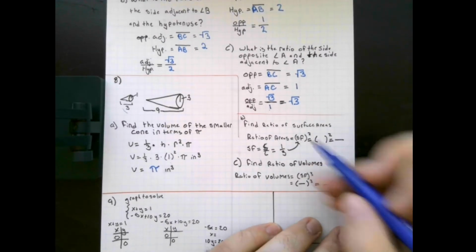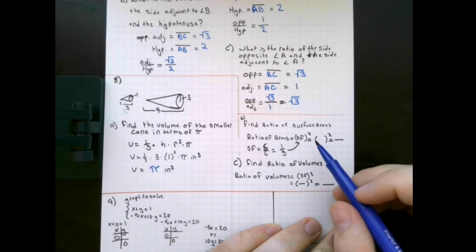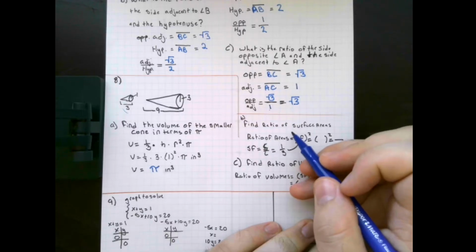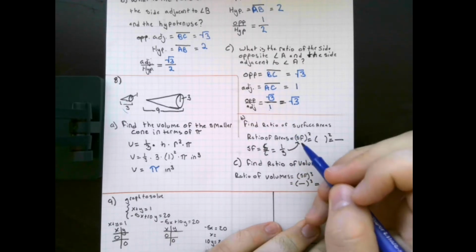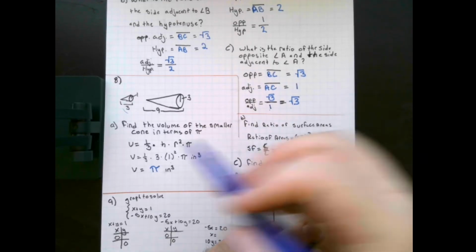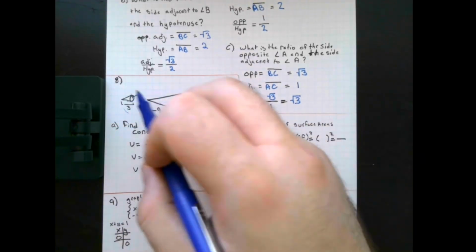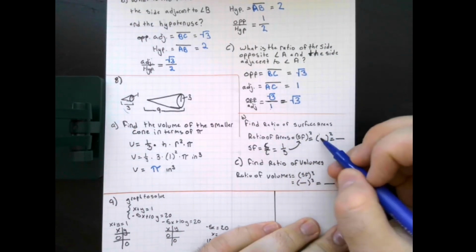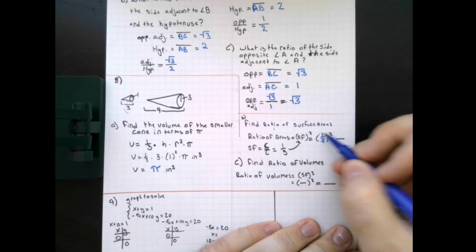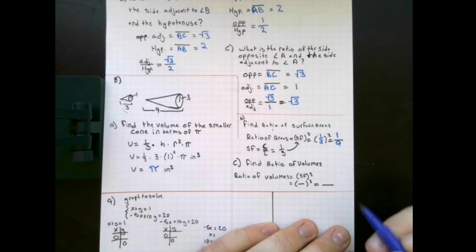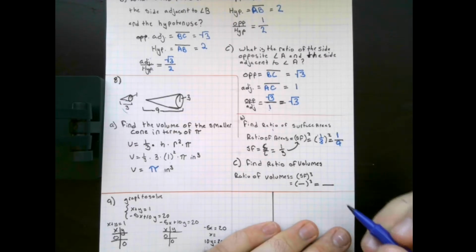Now, part B asks us to find the ratio of the surface areas. Now, the ratio of the surface areas is the ratio of the scale factor squared. So the scale factor, if we put the small one over the large one, I could have 1 over 3, which will be reduced already. And I'll square 1/3. 1 times 1 is 1. 3 times 3 is 9. So the ratio of the surface areas is 1/9.